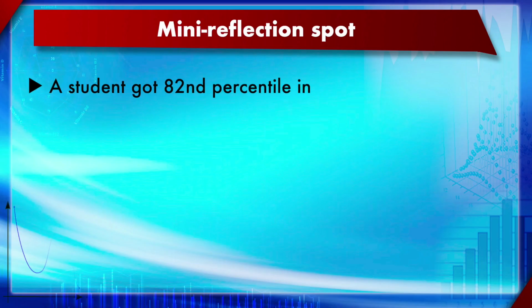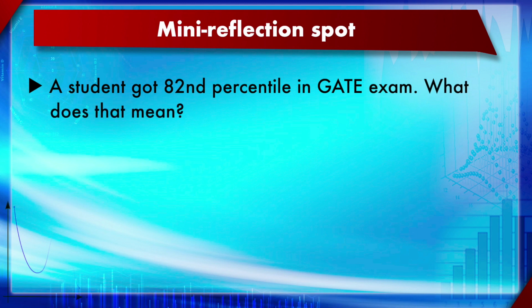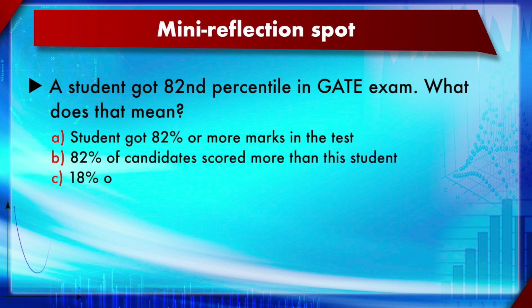Let us have a mini reflection point here. A student got 82nd percentile in the GATE exam. What does that mean? A, the student got 82% or more marks in the test. B, 83% of the candidates scored more than this student. C, 18% of the candidates scored more than this student. You may like to pause the video right now and come back here later.